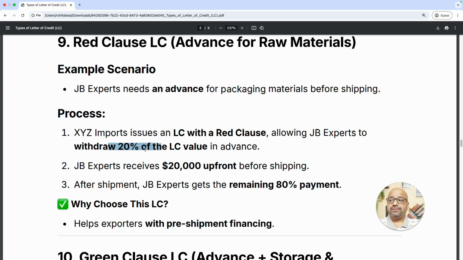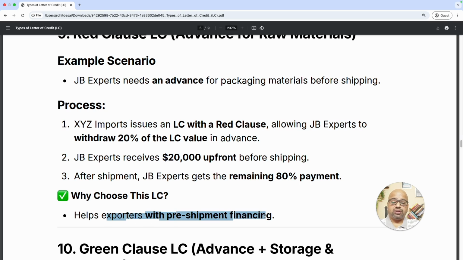In that case, if the LC is $100,000, I'll get $20,000 upfront so that I can procure the packaging materials and ship, and then submit the documents required as per the LC terms to my bank and get paid the 80% balance payment. So if you need an advance for your packaging materials or something, you can take this LC. This is something we call advance in combination with LC. That can also be done in a Red Clause LC.